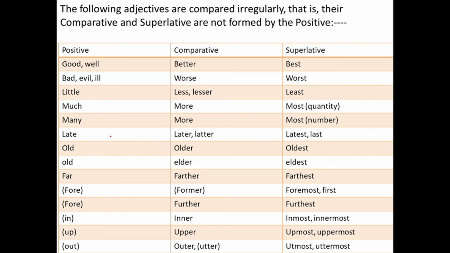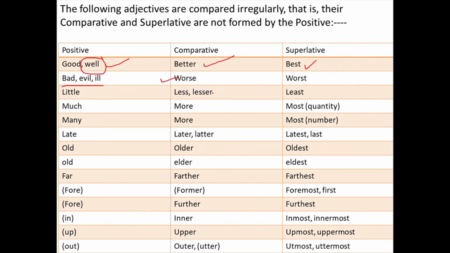Some other examples are here which are irregular. Just for information, I have collected them. Look, good or well will be there in the positive degree. Good, better, best. We always know good, better, best, but very few of us know well as a positive. Suppose in any sentence you find well; understand that for the comparative and superlative you are going to use better and best. Similarly, bad, evil, and ill: all three of these words are positive, and the comparative will be worse and worst.